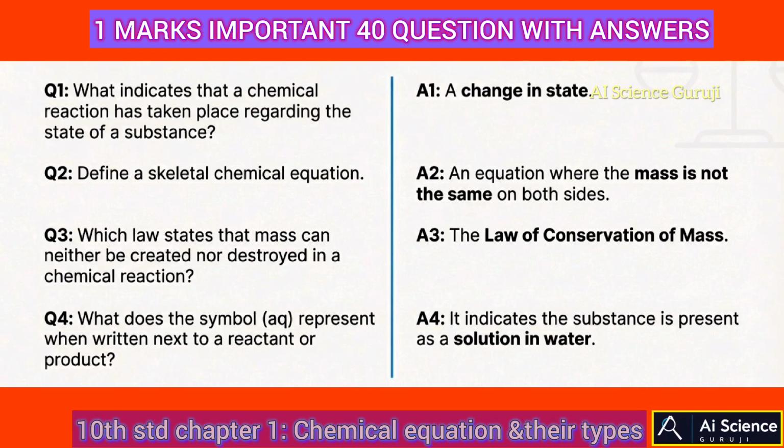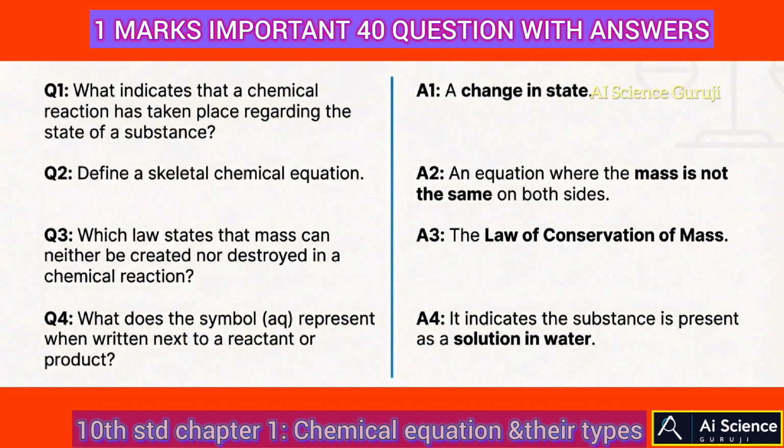1. Question. What indicates that a chemical reaction has taken place regarding the state of a substance? Answer. A change in state. 2. Define a skeletal chemical equation. Answer. An equation where the mass is not the same on both sides.